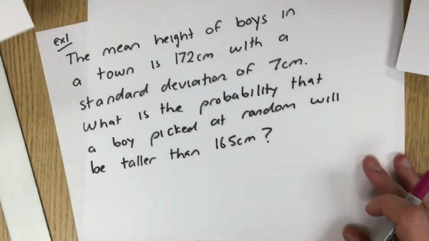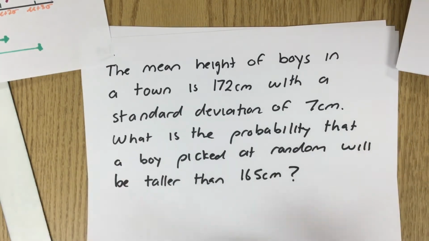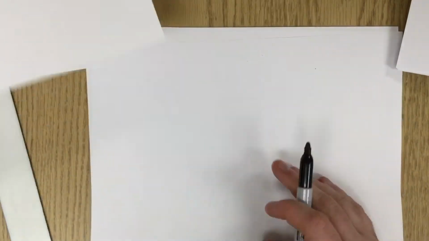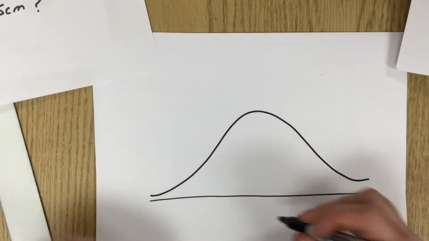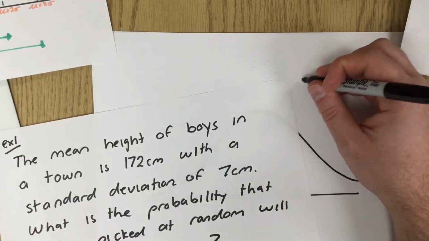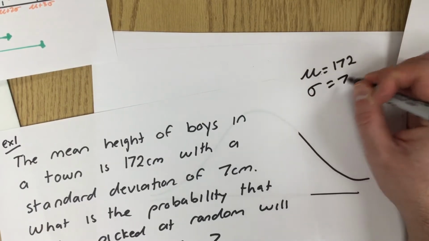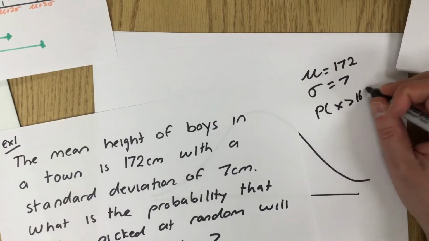So we're going to use this kind of chart to try and figure out a question. I have the mean height of boys in a town, some random unnamed town, is 172 centimeters with a standard deviation of 7 centimeters. What is the probability that a boy picked at random will be taller than 165 centimeters? Okay, so I'm going to sketch a normal distribution. The mean is 172 and the standard deviation is 7, and we want the probability that a value is bigger than 165.